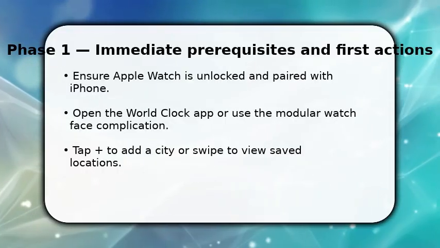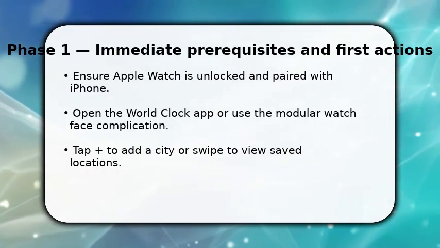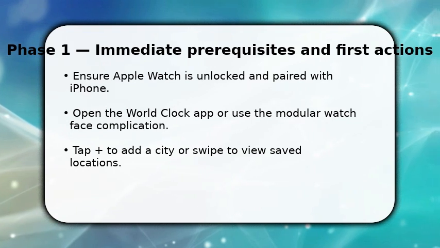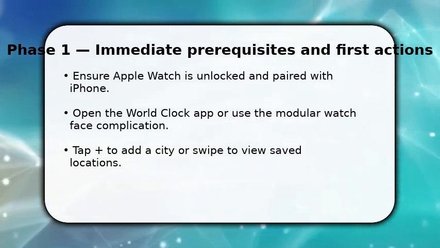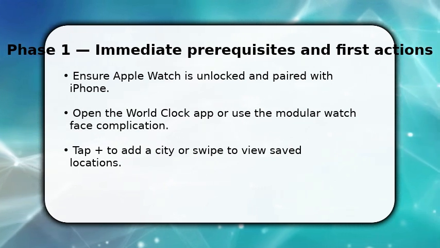You start by opening the world clock on your Apple Watch. Make sure it's unlocked and paired. Tap the app icon or press the complication from your watch face to jump straight in. Once there, tap the plus button to search and add a city.